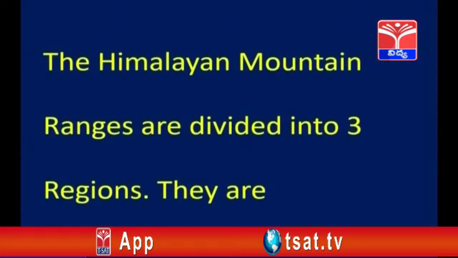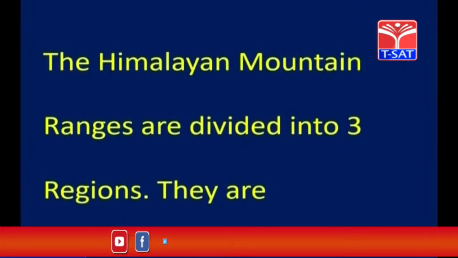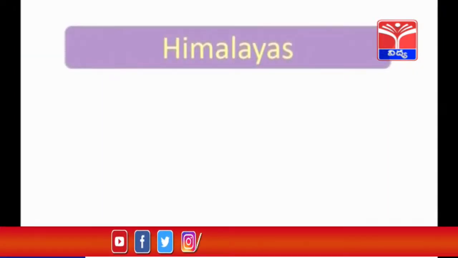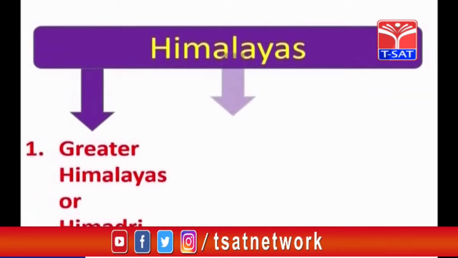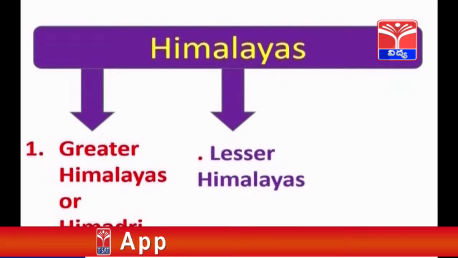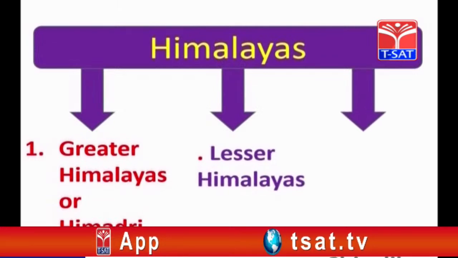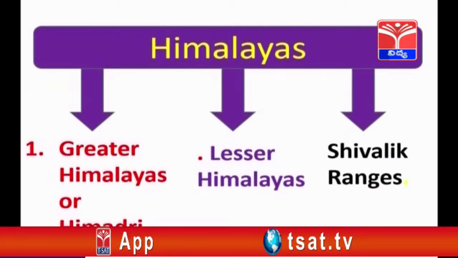The Himalayan mountain ranges can be divided into three regions. The first one we call the Greater Himalayas or Himadri. The second one is the Lesser Himalayas, and the third one we call the Sivalik ranges.